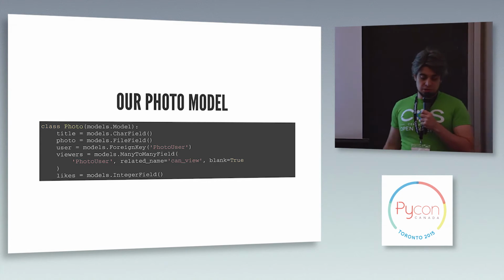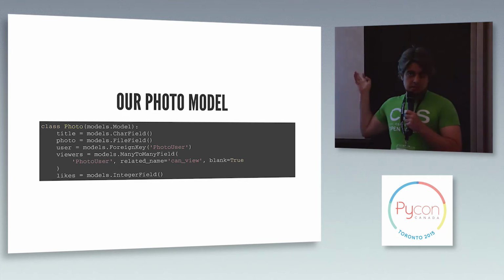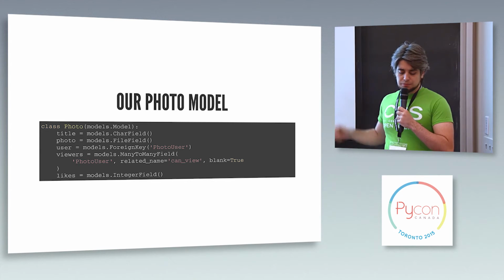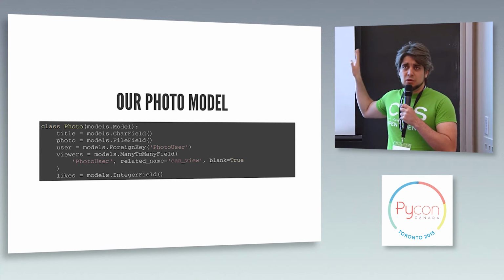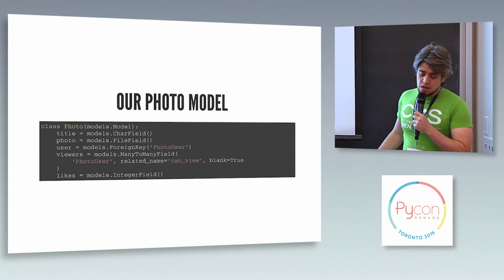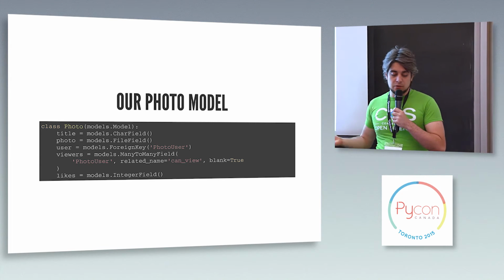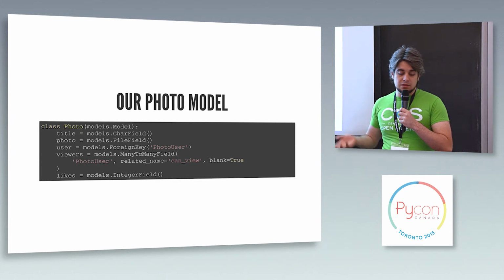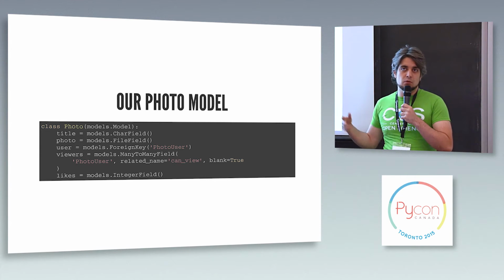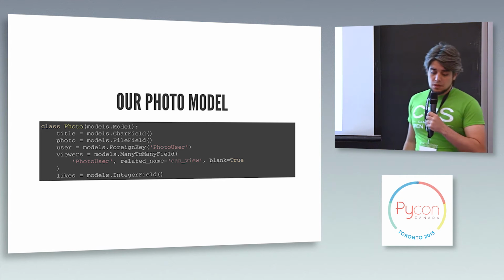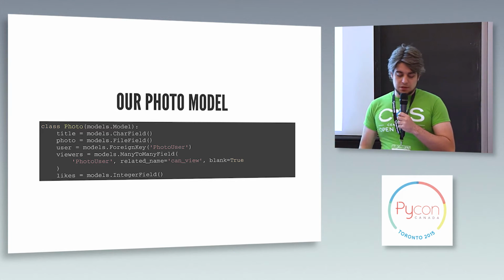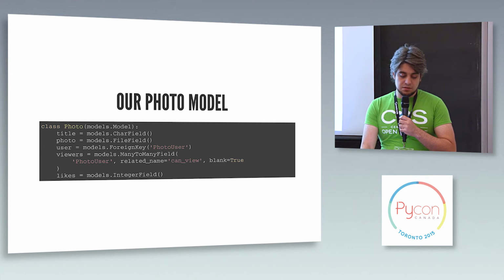So just to get a bit more concrete, this is a rough example of what we're going to be doing. Actually, we have code for this if you want to download it later. It's a very simple photo model, has everything you expect, title, photo, and user. We have a variety of fields here, char fields, a file field, and an integer field with the likes. Say you want to record how many times the photo was liked. And a couple of foreign key relations as well, to viewers and users, very standard.